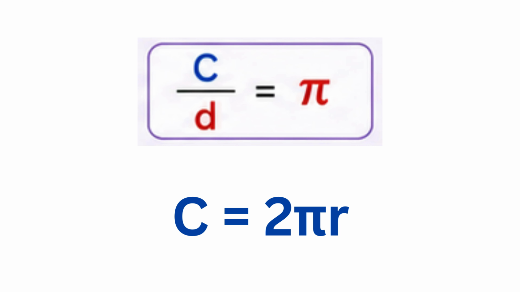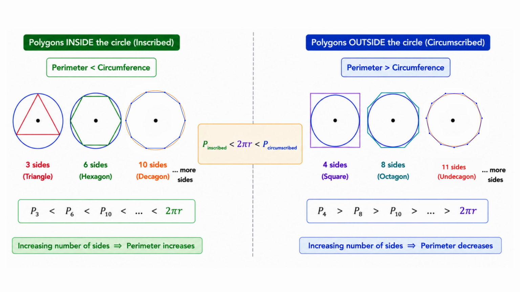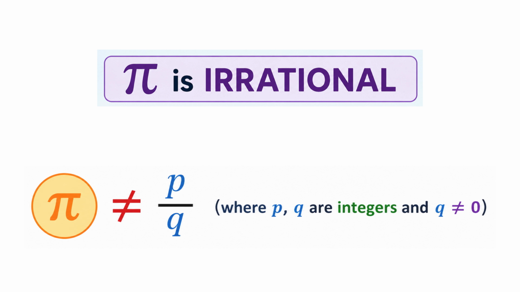But pi is more than a number to substitute into a formula. The chapter traces how mathematicians estimated it by comparing circles with polygons. Archimedes went further, using polygons inside and outside a circle to trap its value between two bounds. We also encounter a deeper fact. Pi is irrational. It cannot be expressed as the ratio of two integers.